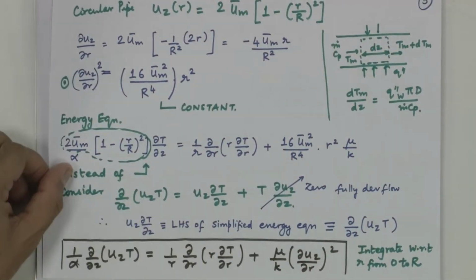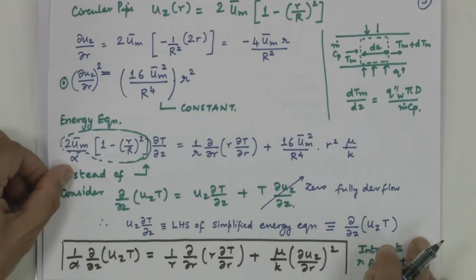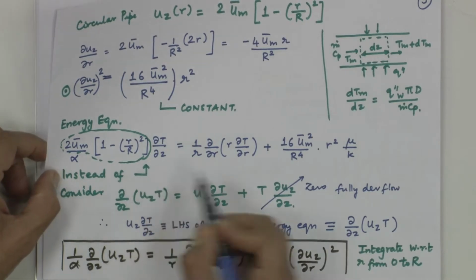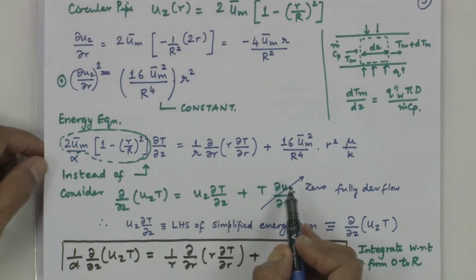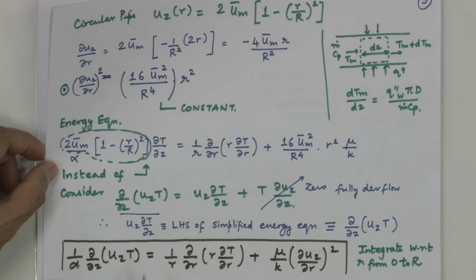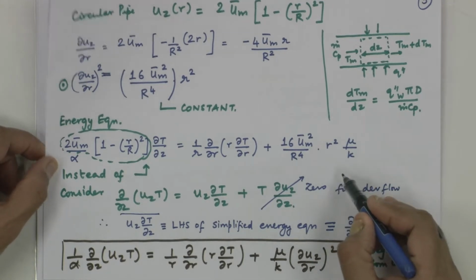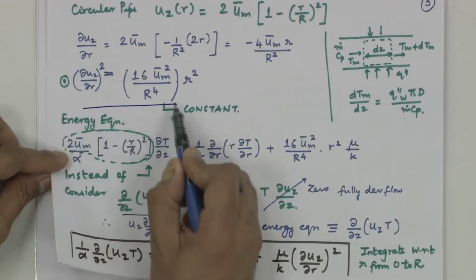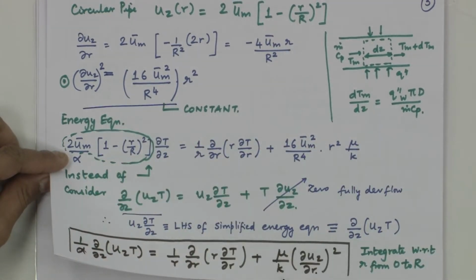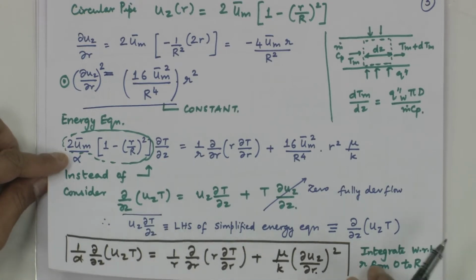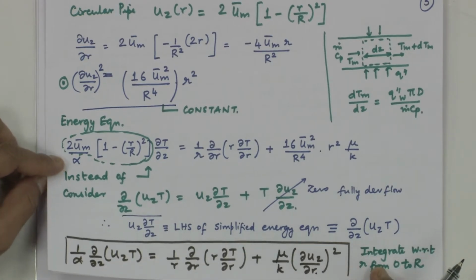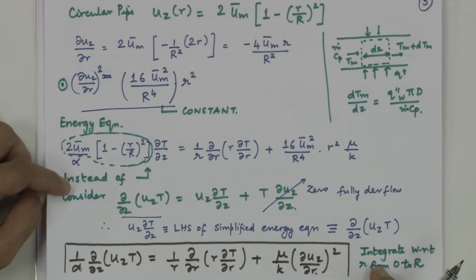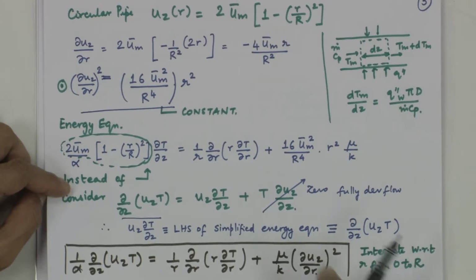that is, uz times dT by dr, which occurs here as this one, and then this was my simplified equation. I substituted for d uz by dr squared from here, mu by k remained, and then integrated this equation with respect to the area in the r direction. So, 2 pi r dr.